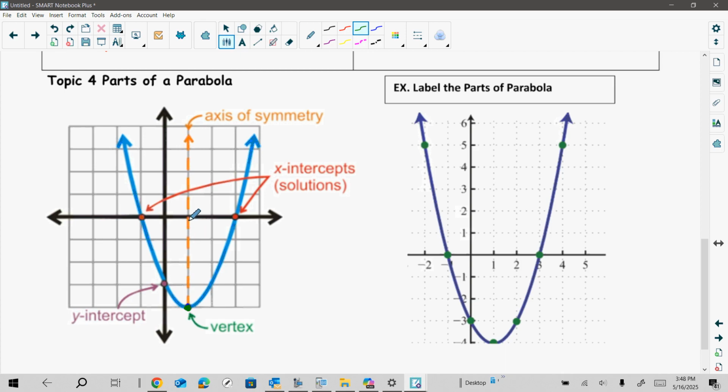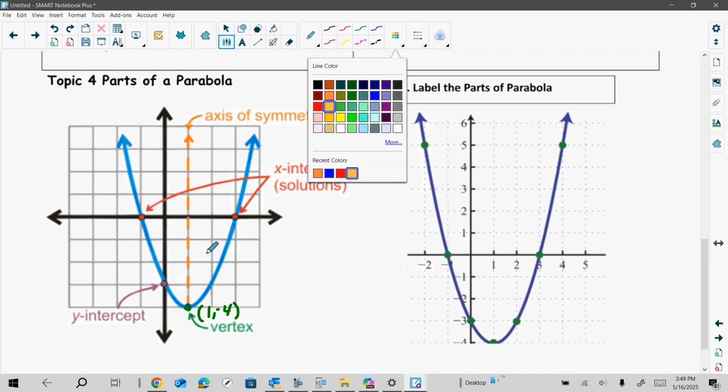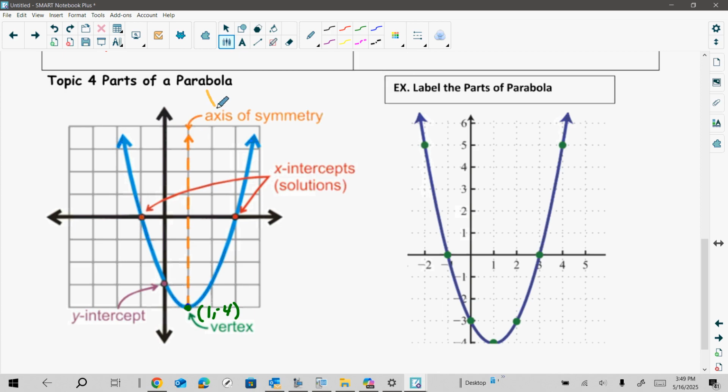This will be 1, 1, 2, 3, 4. This is the point 1 comma negative 4. The axis of symmetry, because it goes through the vertex and it's a vertical line, would be x equals the x coordinate, which is the 1. So you do need to understand how to write that equation.